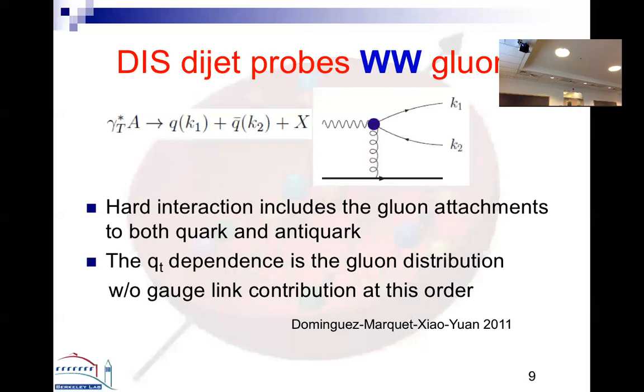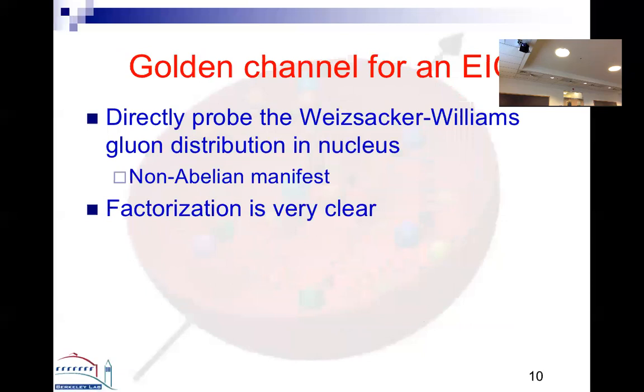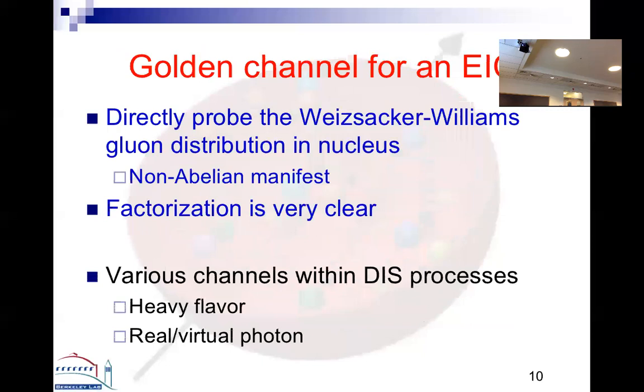And that is, in my view, actually one of the golden channels at the EIC, because it is a direct probe of the Weizsäcker-Williams gluon distribution. Also, my statement is that this is not really manifest in the sense that in QED you don't have this at all. And this factorization is very clear, because there has been much discussion about TMD factorization breaking for the jet physics, but for this process, it's very solid. And we have many different channels, actually. You can look at every flavor, also you can use a real photon.